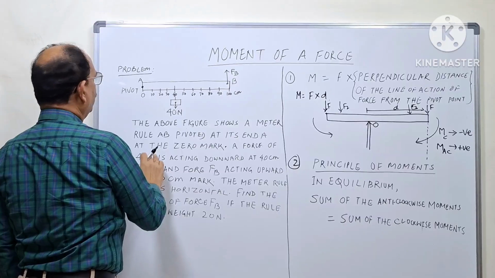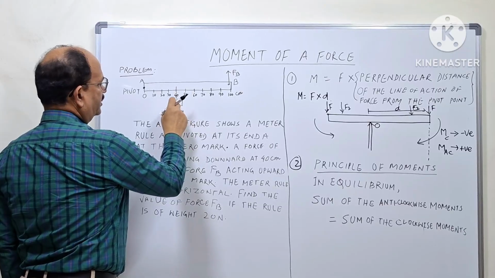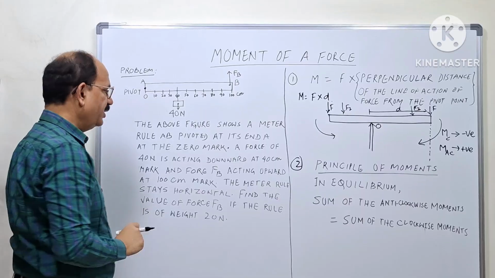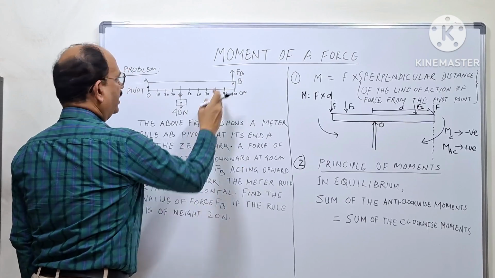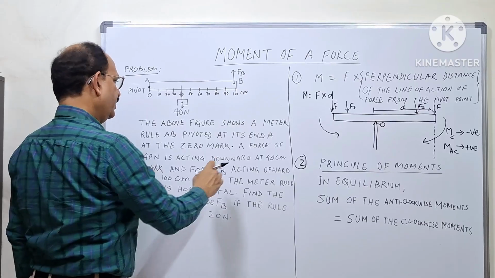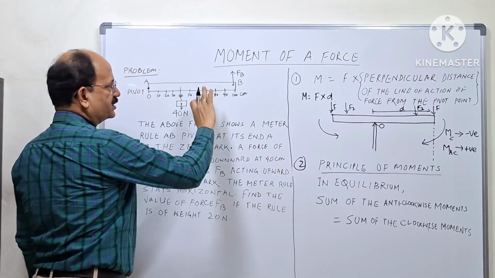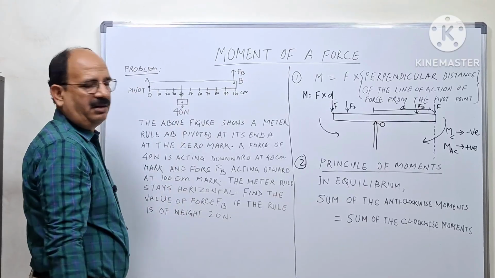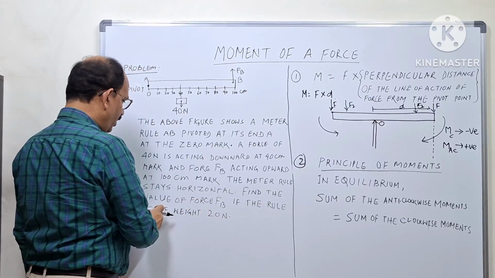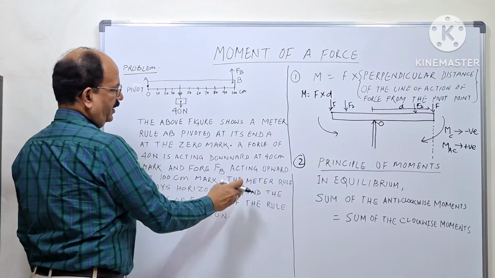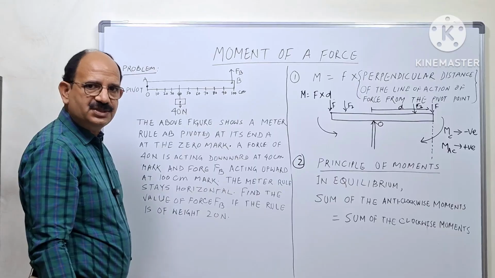A force of 40 Newton. 40 Newton force is acting downward at 40 centimeter mark. At this mark, 40 Newton force is acting downward. And a force FB is acting upward at 100 centimeter mark. The meter rule stays horizontal. Same condition, that it is in equilibrium, so it is not rotating in either direction, it is remaining horizontal. Find the value of force FB if the rule is of weight 20 Newton. Its own weight is 20 Newton. The meter rule weight itself is 20 Newton.